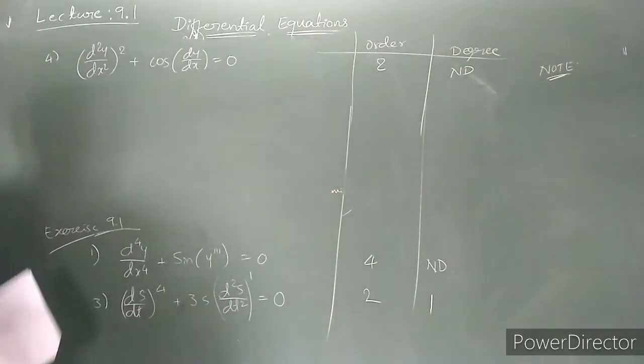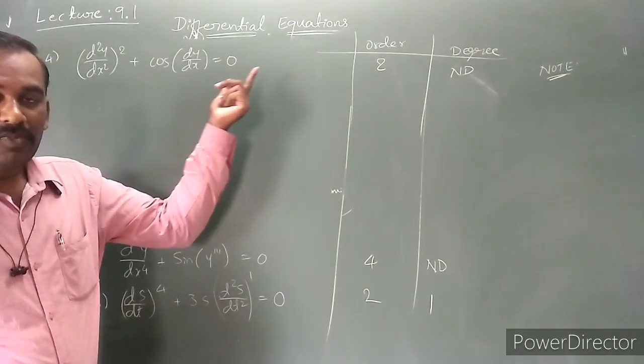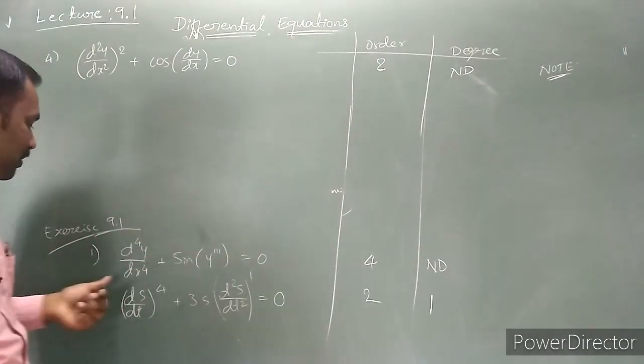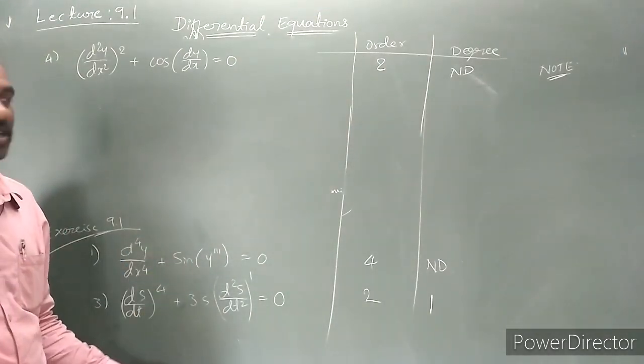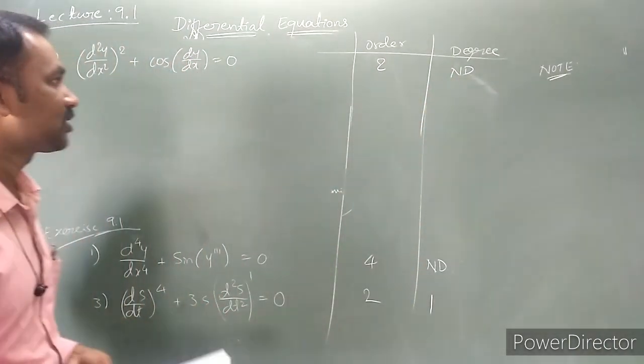Okay, very simple. 2 marks question they used to ask: write the order and degree, if defined, of the differential equation. Any one equation there is to do. For writing the order 1 mark, for writing the degree 1 mark. Next one.